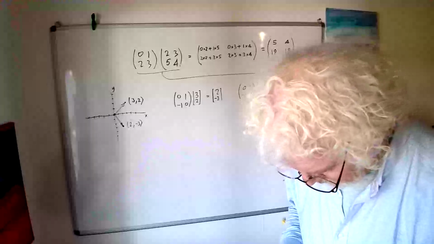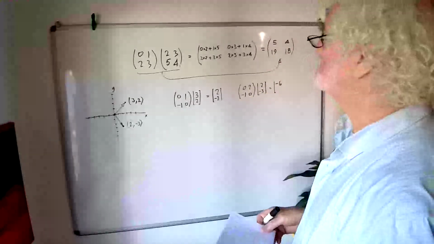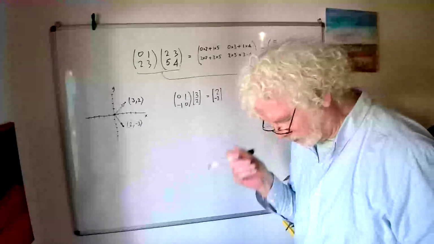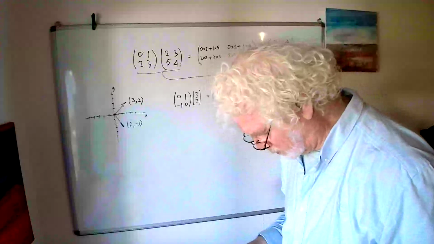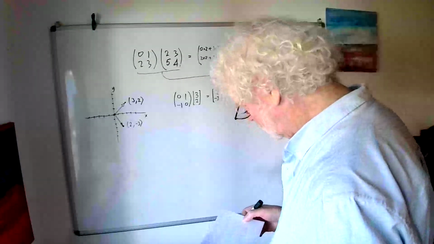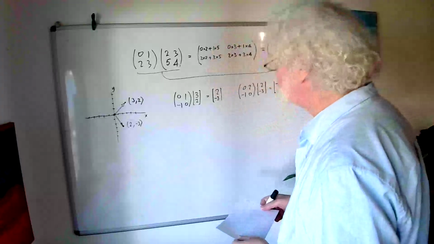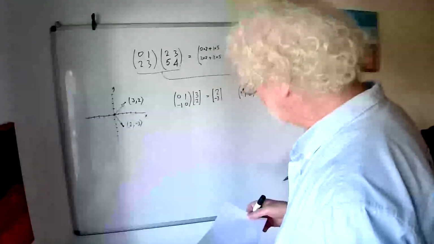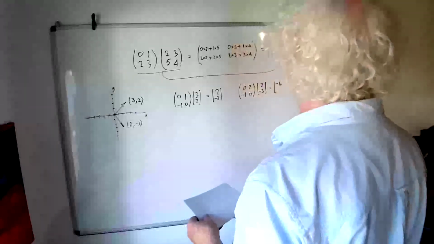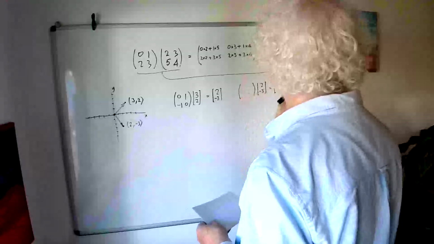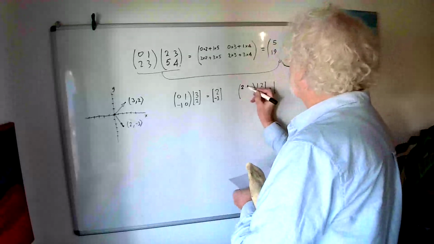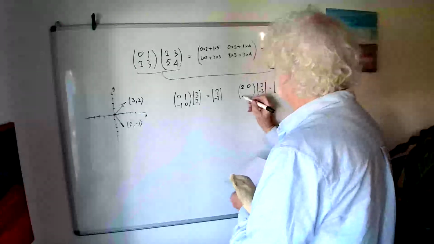Not really. Have I gone wrong? I did it wrong here. Ah, that's why. That's wrong. That's not what it was at all. It was 2, 0, 0, 1.